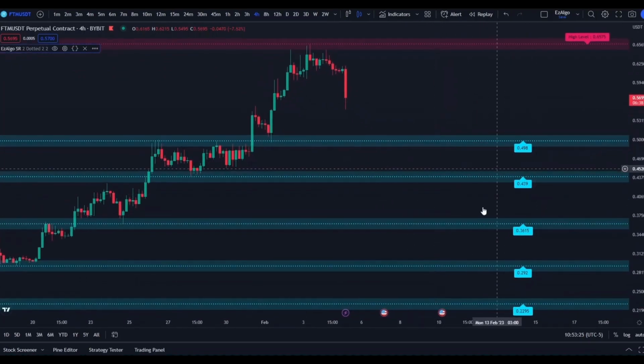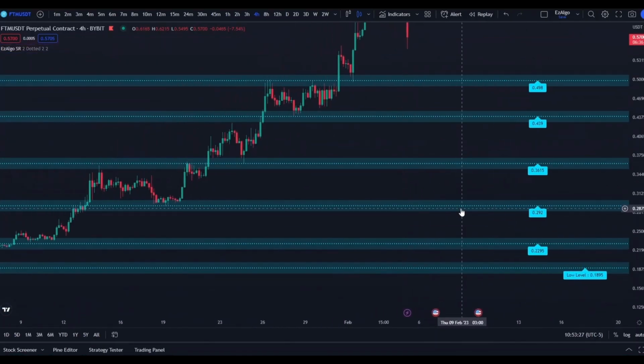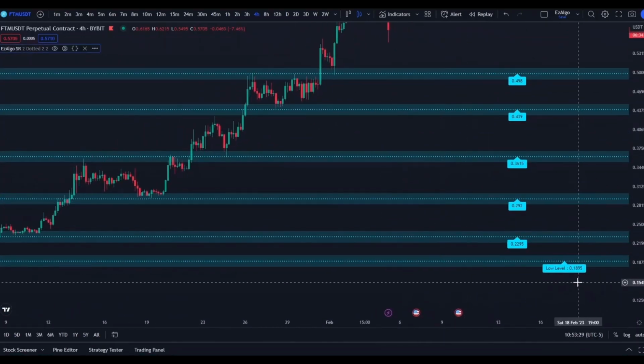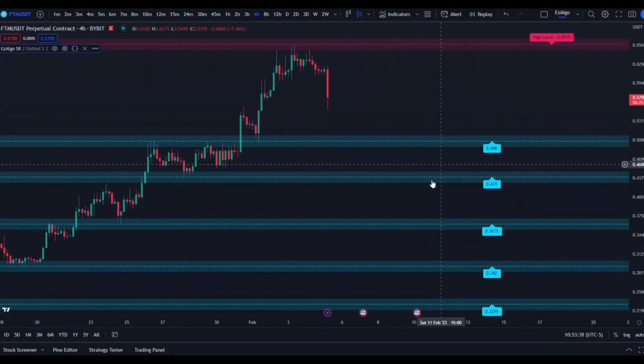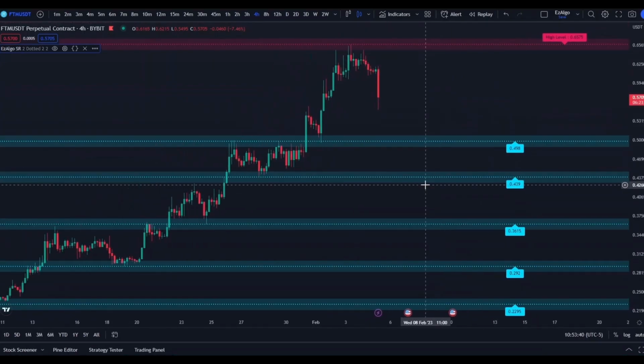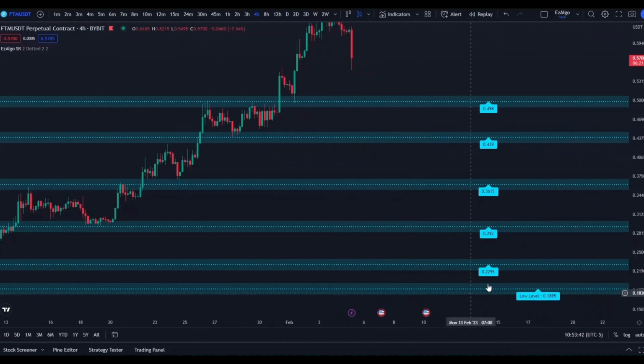Now, we have a ton of different support levels here that go all the way down to the low level at around 18 cents. But obviously that's not realistic. We're not going to take a trade at 18 cents. FTM's price is already at 57 cents. So we'd be waiting maybe months if we have a new bull run, maybe even years for price to get down to one of these low levels.